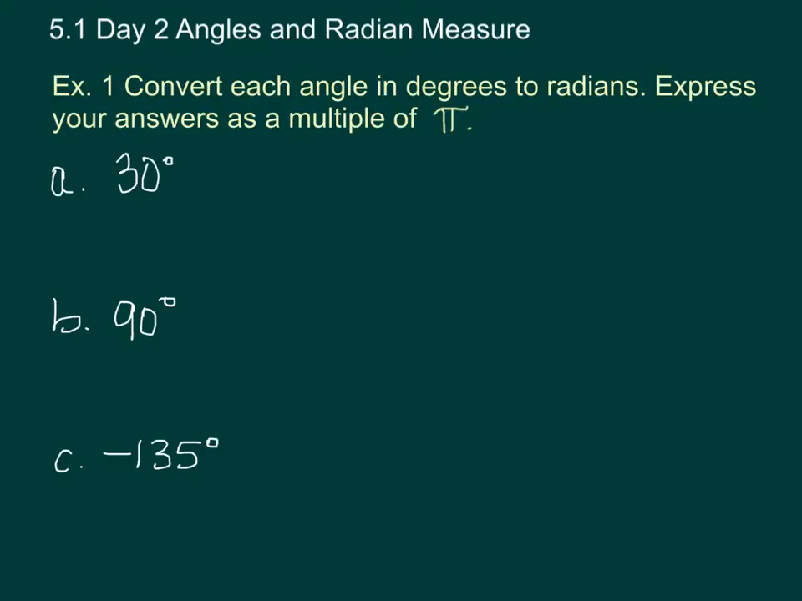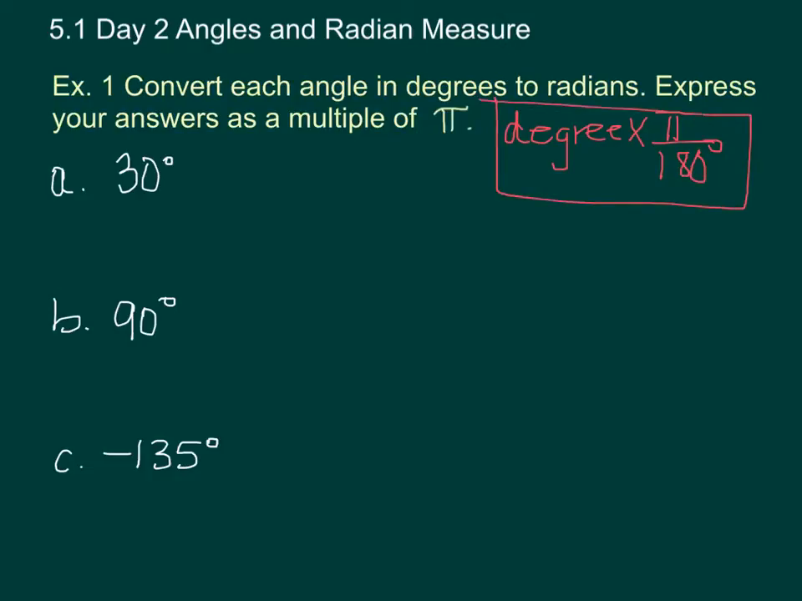5-1 Day 2 Angles and Radian Measure. So in the previous lesson, we learned how to convert degrees to radians. I want to do a quick refresher before we start this lesson. If you remember, to convert degrees to radians, you take your degree and multiply it by pi radians over 180. This is the conversion factor we're going to use to change degrees to radians.